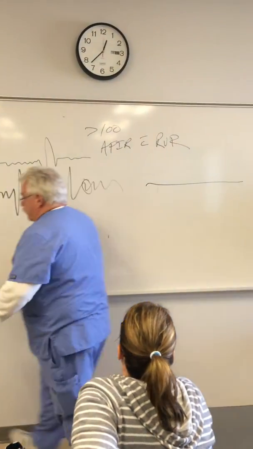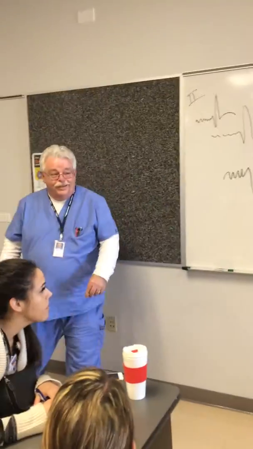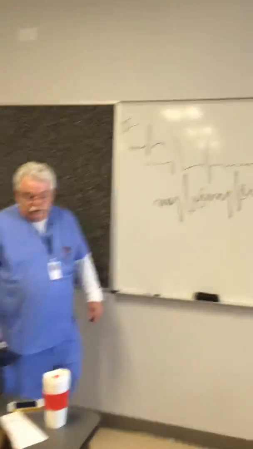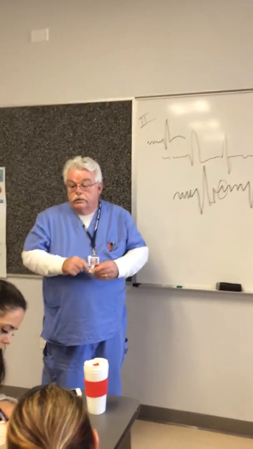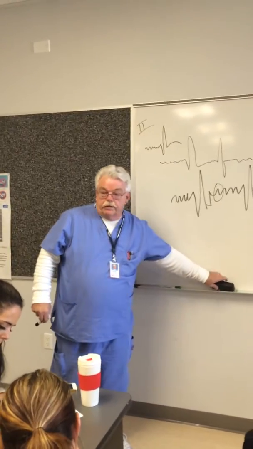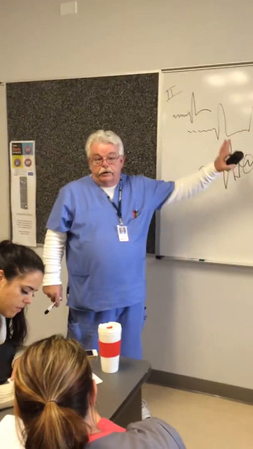Any questions on asystole? What was the RVR again? Rapid ventricular response. It's the AFib, rapid ventricular response. The ventricles are contracting. That's just AFib with a rate greater than 100. Everybody cool on the atrial stuff?